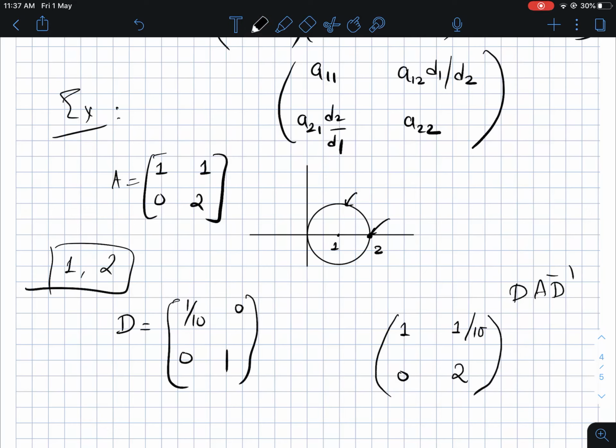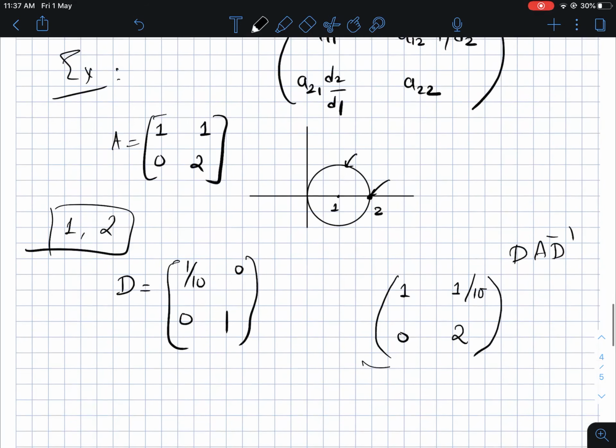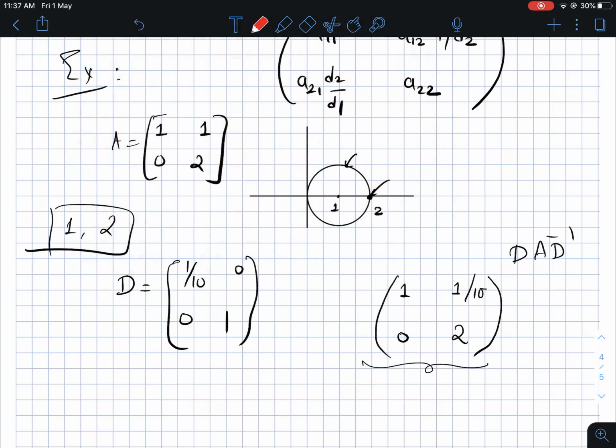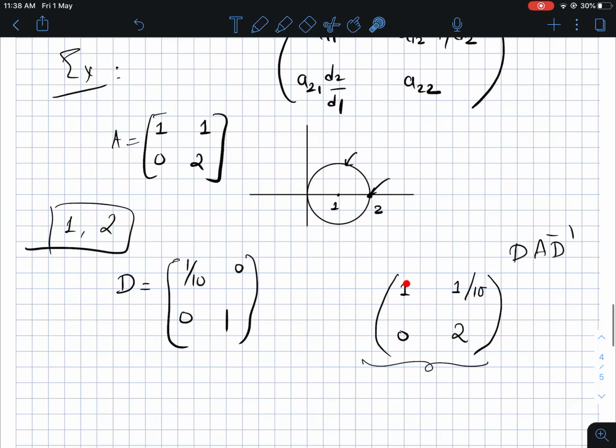Okay, now if you draw the Gershgorin circle for this matrix, you can see that the circle is going to be centered at 1. Let me draw the Gershgorin circle for this matrix in a different color. Centered at 1 and radius of 1 by 10. So it's going to be a much smaller circle, something like this. And the other Gershgorin circle is going to be centered at 2 and radius 0 as before. That doesn't change. So the second Gershgorin circle is going to be here. So for this matrix, the Gershgorin circles are these two.